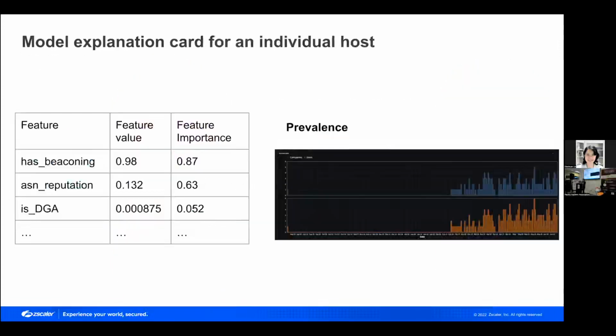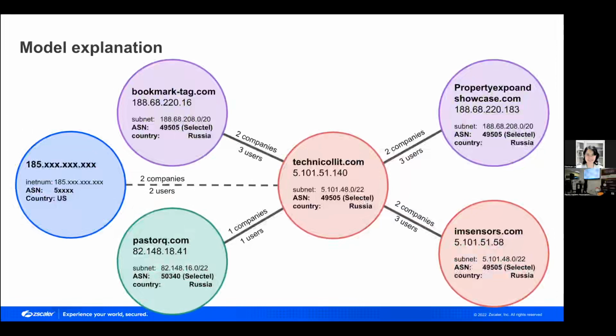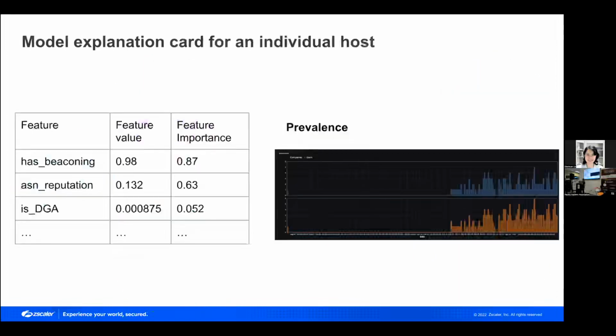And also, if you double click on one of these domains, we give you an explanation card for each individual host. So some of the subset of our features, the feature values, and the feature importance, say which one is playing the largest role in detecting the particular host as likely suspicious.